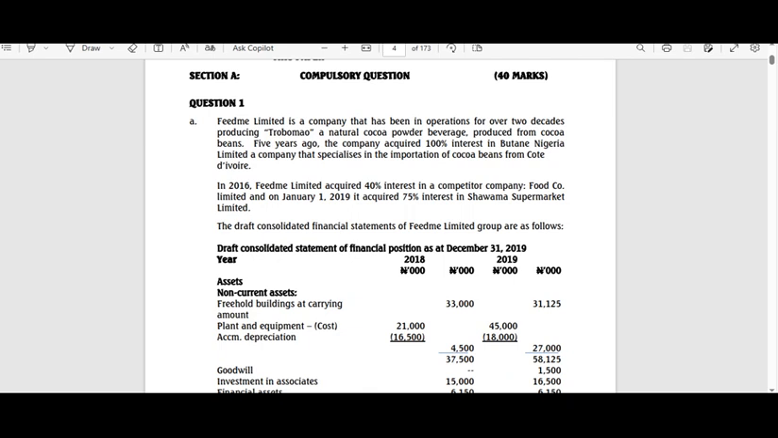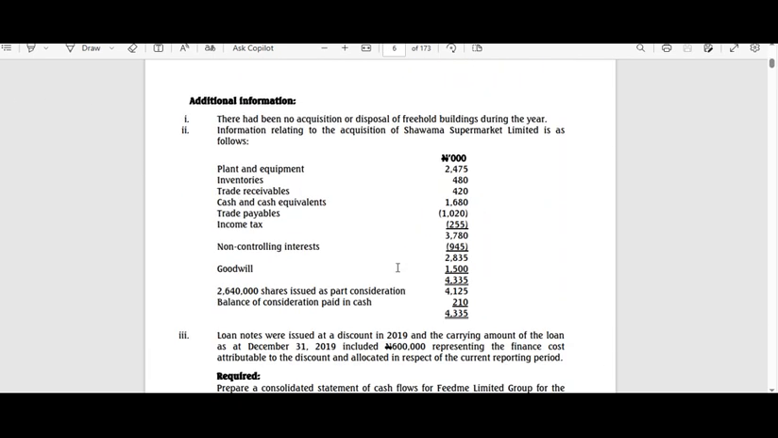Do you know that I can make mistakes too? Are you aware? I'm aware. But so go ahead, can we go please to the loan now? The loan notes were issued at a discount. Are you taking additional information? This is additional.